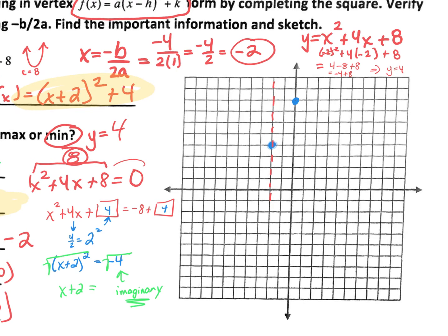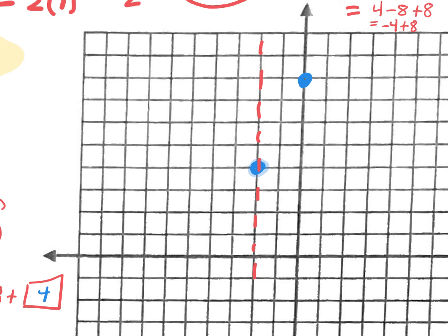So if I have a point right here at 0, 8, how many spaces away from the axis of symmetry is that point? 2. So if I have a point that's 2 to the right of the parabola, where else do I have a point? 2 to the left. Very good.